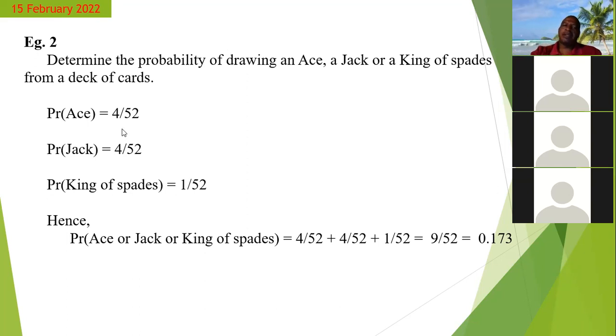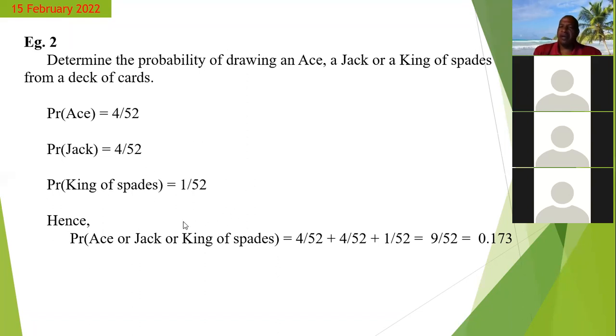Now we know the probability of drawing an ace. We have 4 aces in the card pack and we have a total of 52 cards. So you calculate the probability of getting an ace, which is 4 over 52, which is also 1 over 13. The probability of getting a jack: you have 4 jacks in the card pack, 4 over 52, same as 1 over 13. Now the probability of getting a king of spade.